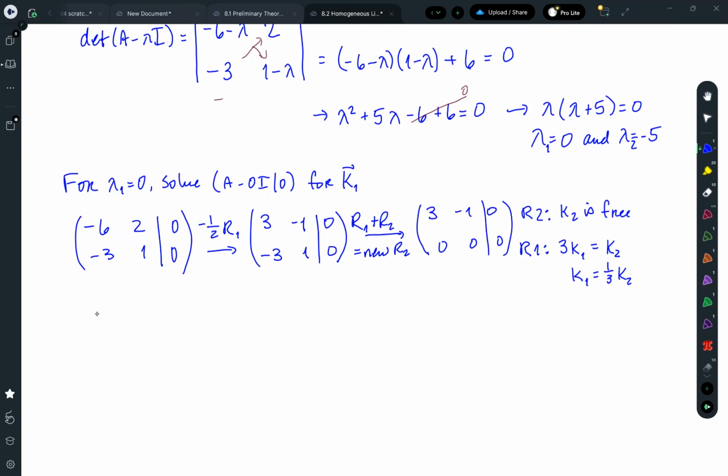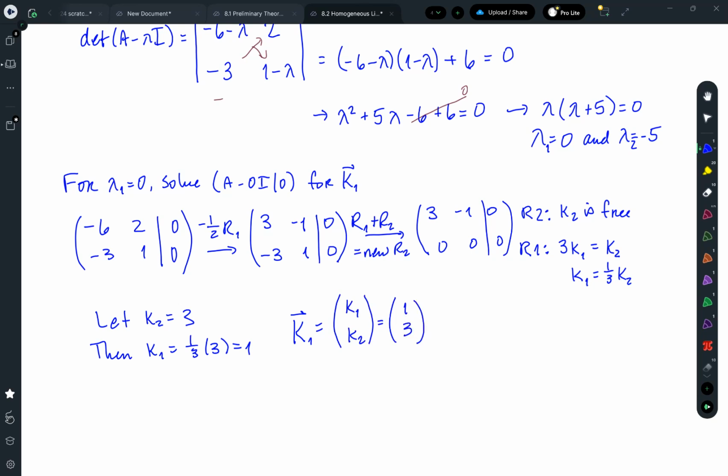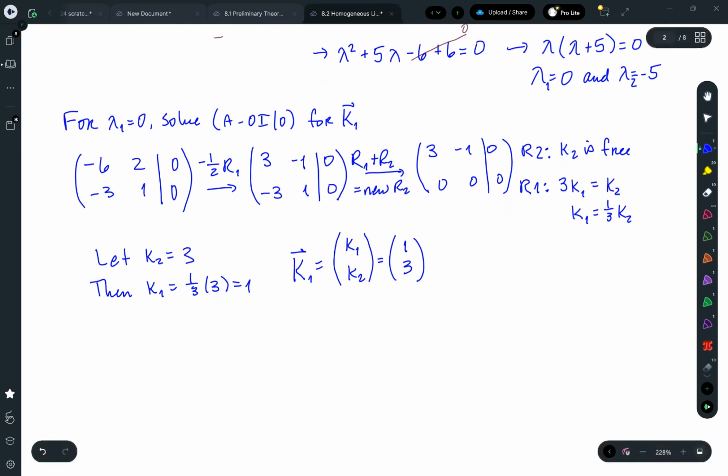Okay, so now what I'm going to do is I'm going to say let's let k2 equal 3, because that's a convenient value so that I'm not going to deal with fractions. Then k1 is equal to 1/3 times 3, which is equal to 1. So our k1 eigenvector is equal to a vector that has components k1 and k2. And k1 is 1 and k2 is 3.